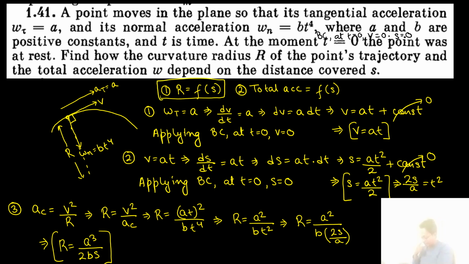Now we have to find the second part of the question, total acceleration as a function of s. What is total acceleration? A combination of normal or centripetal acceleration plus tangential acceleration. So total acceleration equals the square root of tangential acceleration square plus centripetal acceleration square, where tangential acceleration is the constant a.